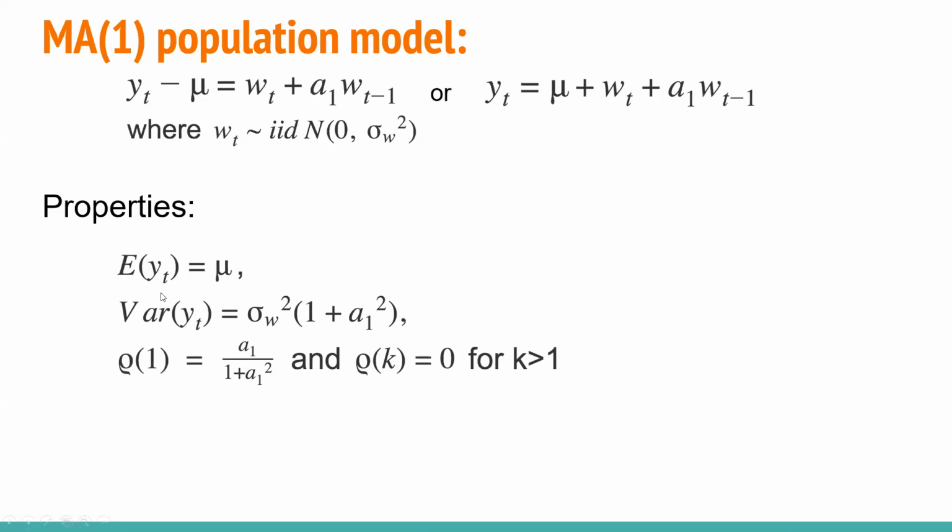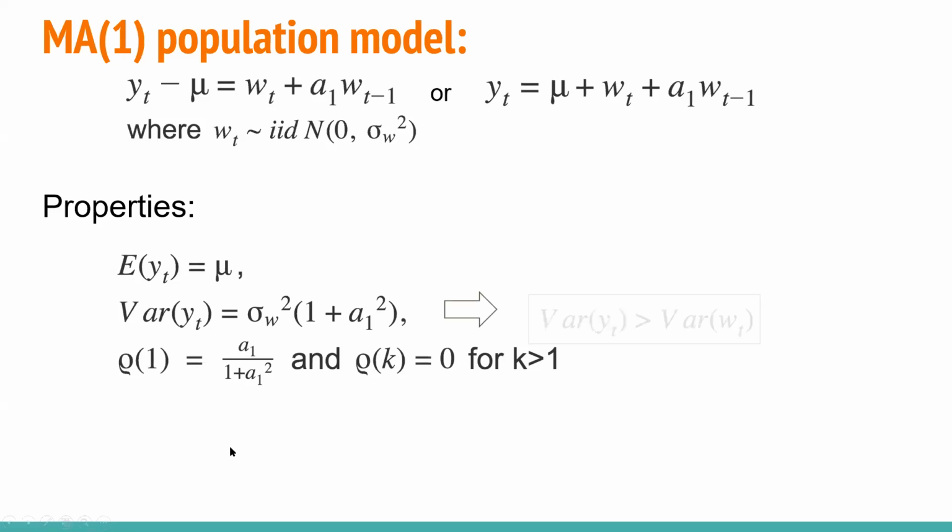Now, the expected value of y_t is actually going to be mu. The variance of y_t is equal to this, and the autocorrelation at lag 1 is equal to that. And for k greater than 1, since we're talking about lag 1, we expect the autocorrelation to be equal to 0. I think you know that. So these are the properties of MA1.